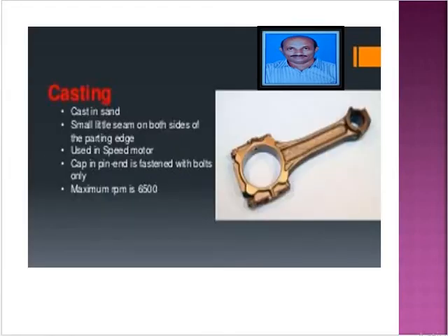Now you see the casting of the connecting rod. In this, the small end and body sides can be manufactured for use in speed engines, with cap, pin, and body only, and it can withstand a maximum of 6500 rpm. Whenever we consider speed, we can consider up to that.